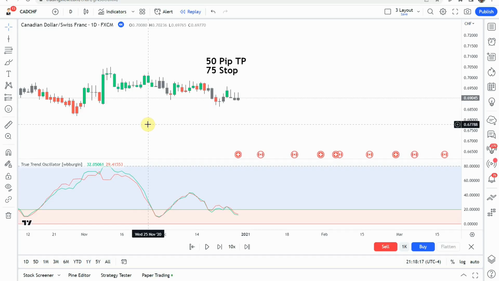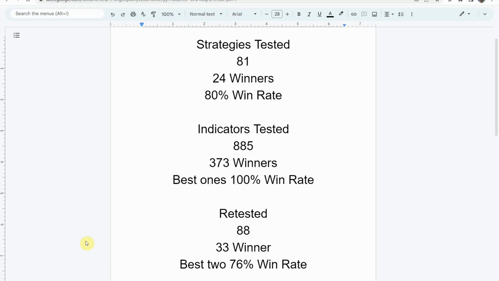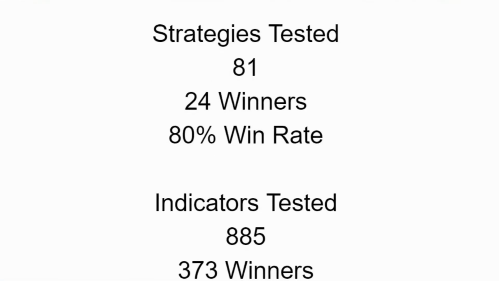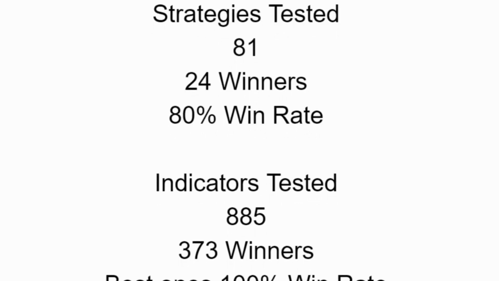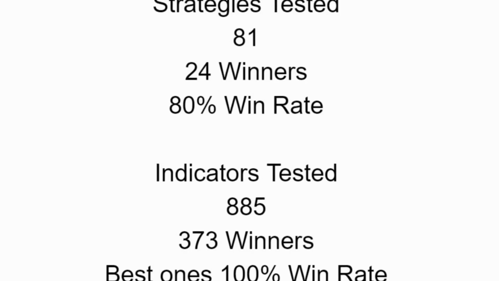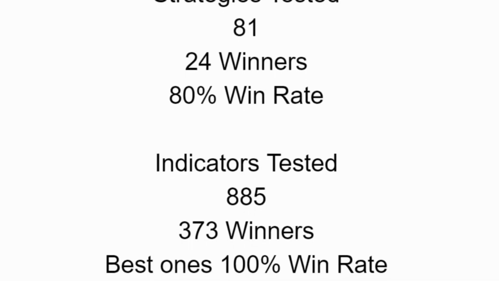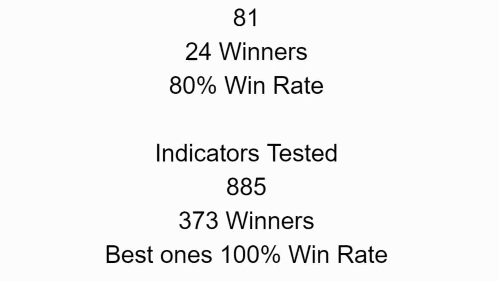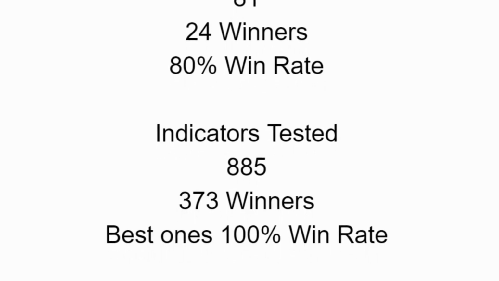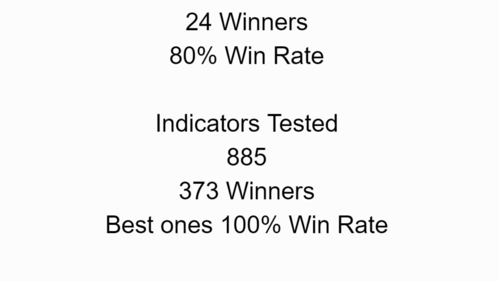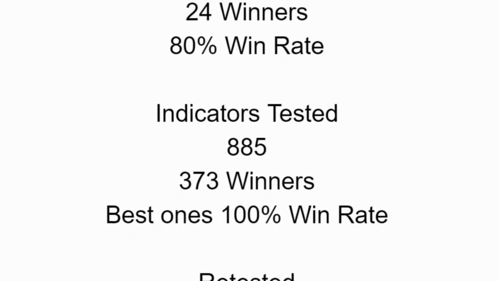Alright, as I said, today we will be testing the True Trend Oscillator Indicator. Before we do though, I wanted to put the testing scoreboard up for everyone to see. So to date, we have tested a total of 81 different strategies, with 24 of them being winners. The best ones so far were able to achieve an 80% win rate. We've tested a total of 885 indicators, with 373 of them being winners. The best ones so far were able to achieve a 100% win rate.